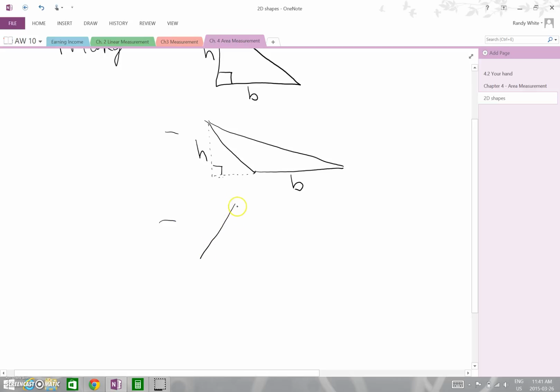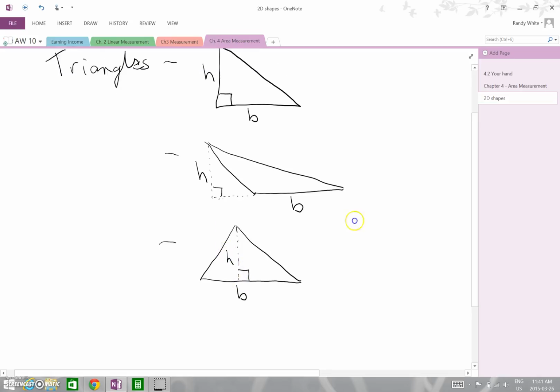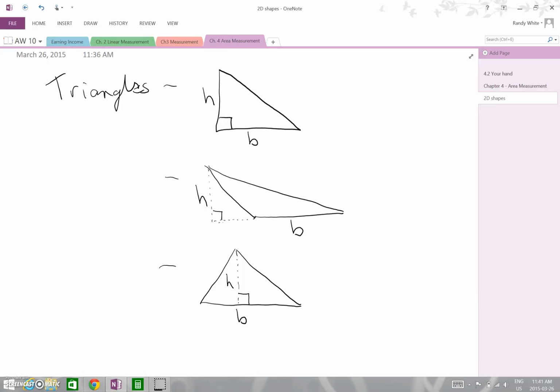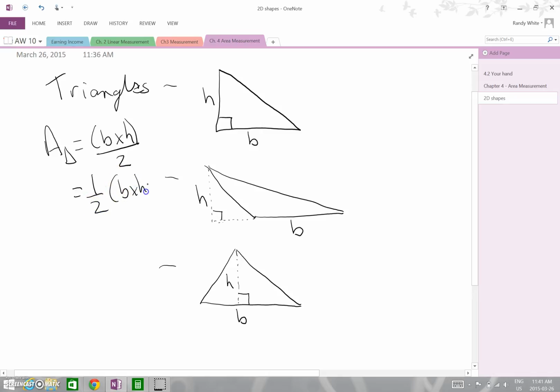You could have a triangle that looks like this. Again, here is your base. There's that right angle, so that would be your height there. So there are 3 samples of what different triangles could look like. Just remember that the area of a triangle is always base times the height divided by 2. Sometimes people will write it as 1/2 times the base times height. It doesn't matter which way you write it, they mean the same thing. You just have to remember your order of operations: do the base times the height first, and then multiply by 1/2.